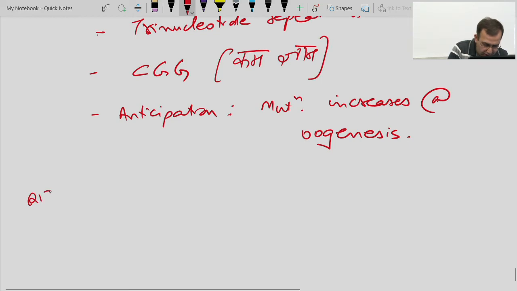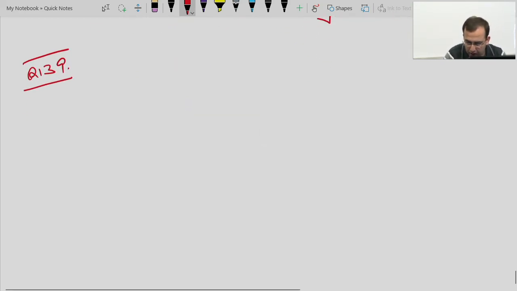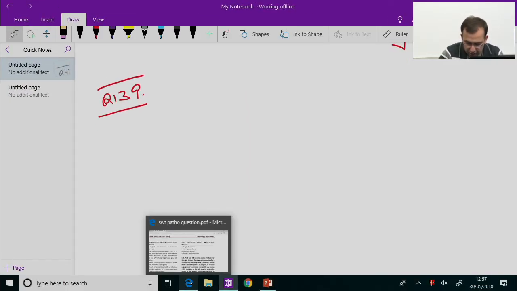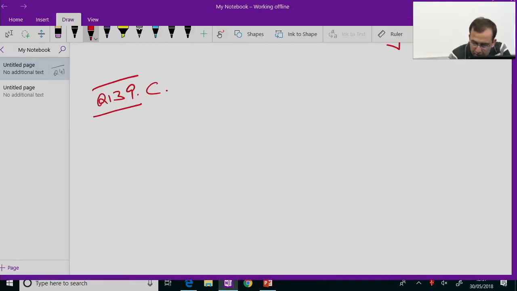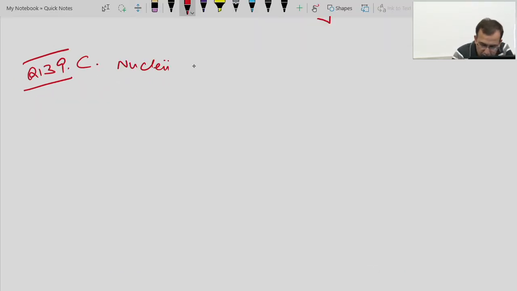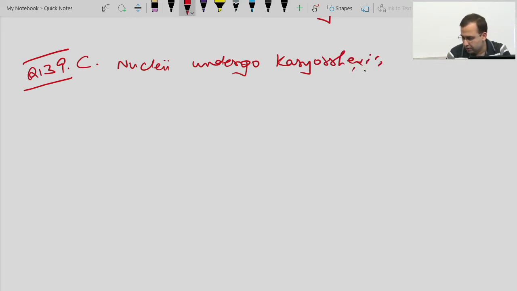Next, this gets us to question number 139. A 56-year-old male with severe chest pain, lab shows serum troponin I is increased, coronary angiogram shows more than 90% occlusion. In this setting, irreversible injury has occurred by which change? All the examiner is asking is this: he has given a long history, but the question is very simple. Irreversible damage is associated with nuclei undergoing karyorrhexis. Option C, nuclei undergoing karyorrhexis, is a feature of irreversible damage seen in a cell.